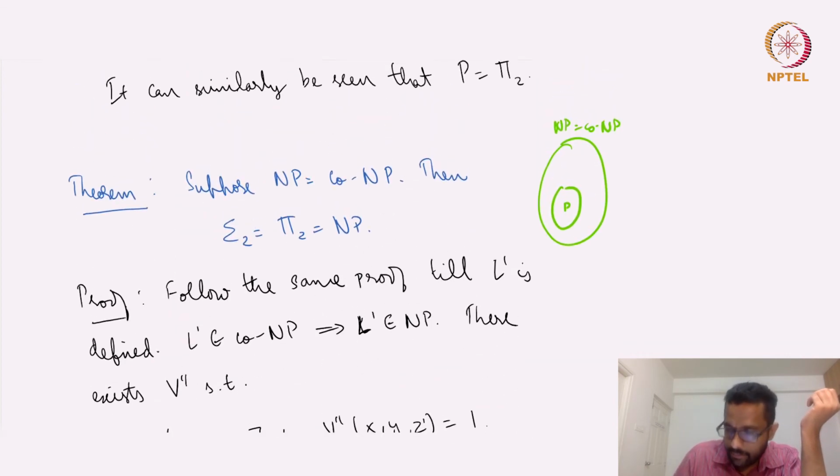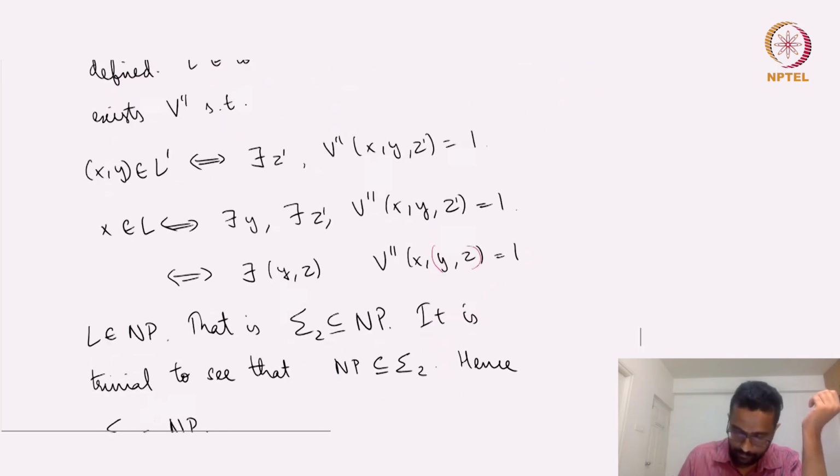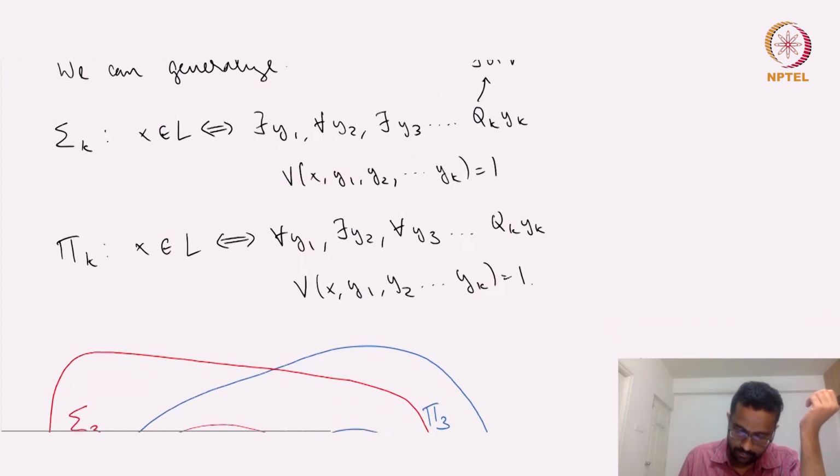So the point is that if P is separate from NP but NP is equal to co-NP, then everything, sigma 2, pi 2, everything will collapse to this point, right?